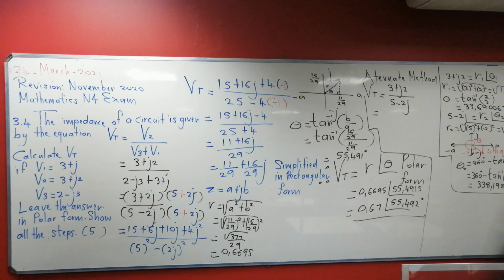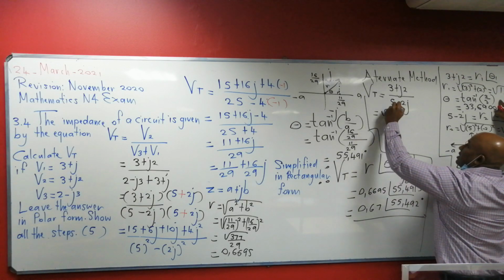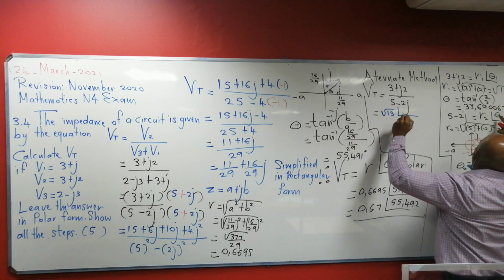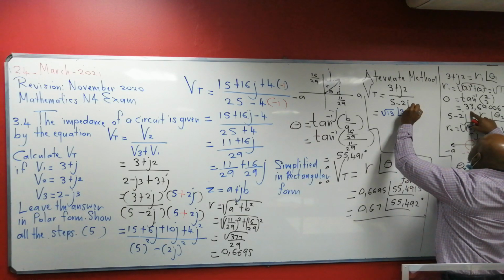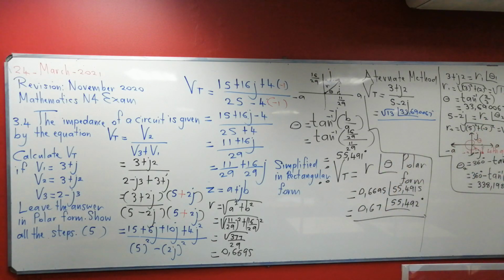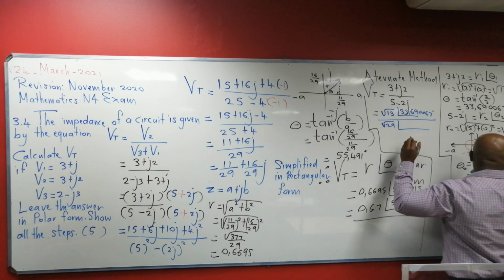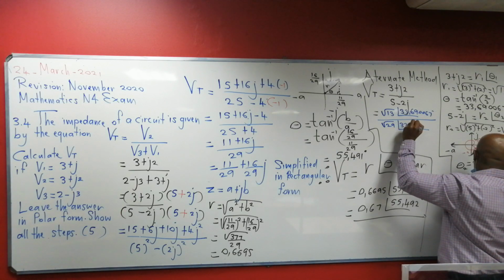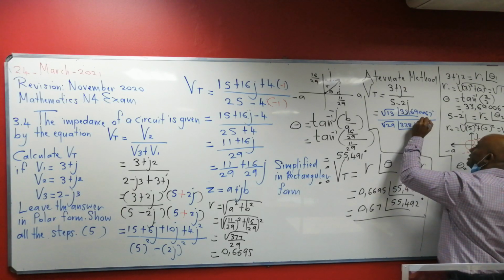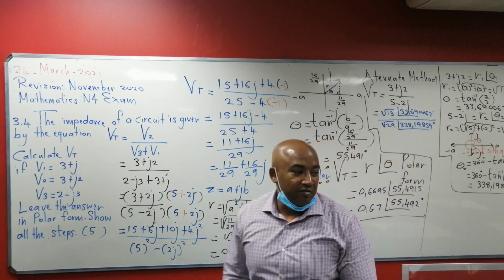Right, so 3 plus j2 is no more 3 plus j2. It's now, where is your r? It is the square root of 13, and your angle here is 33.690067 degrees. Okay. 5 minus 2j we converted to polar form. Your r was the square root of 29, and your angle is 338.19859 degrees. Okay, so that's converting.